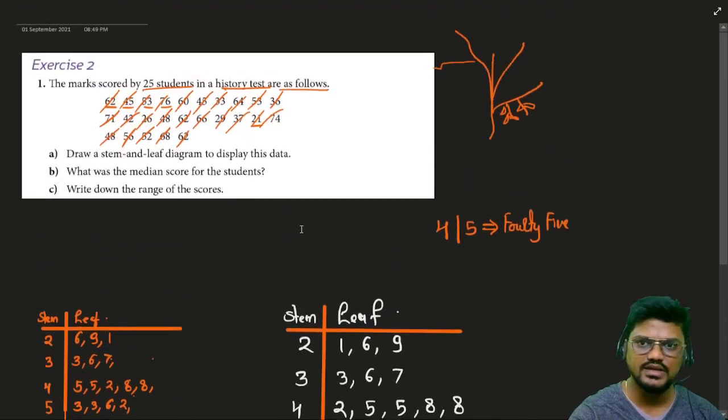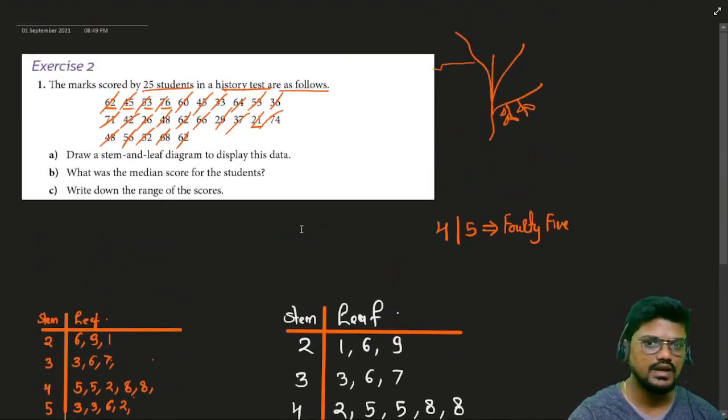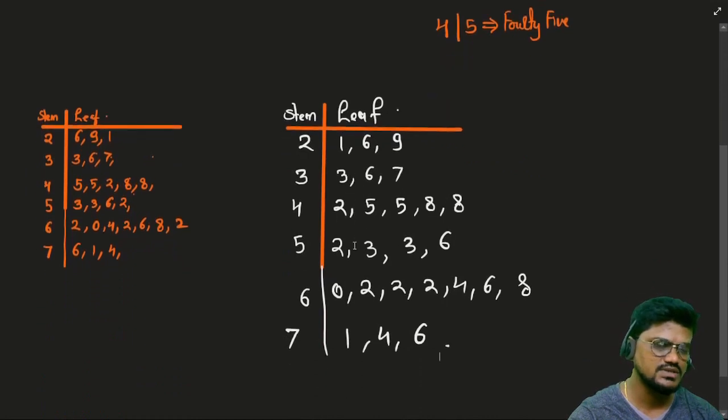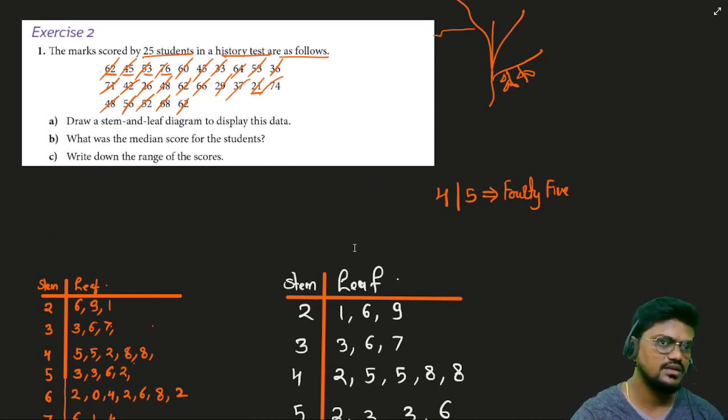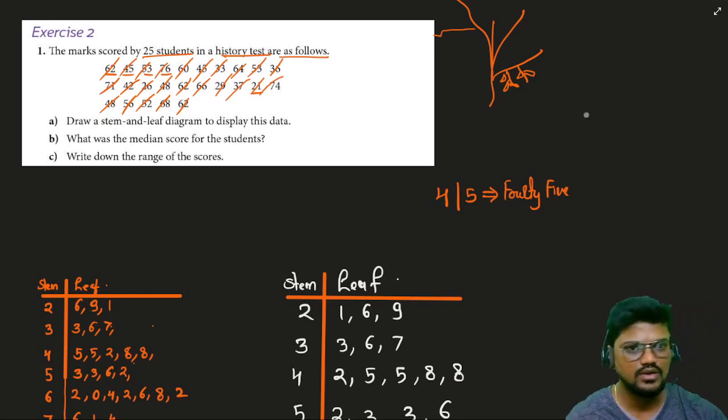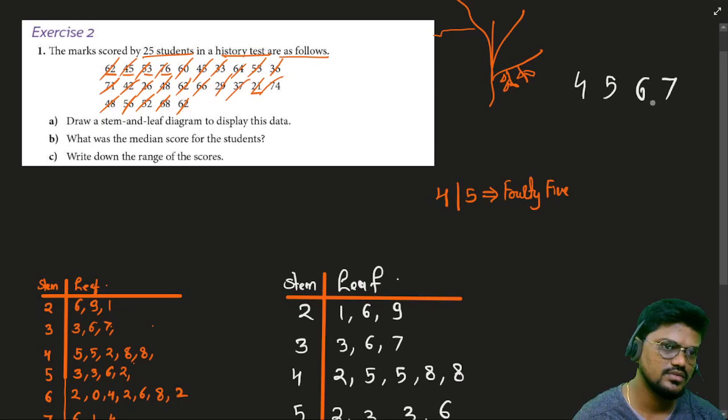Okay. Now the next thing is draw a stem and leaf diagram to display this data. We have drawn the stem and leaf diagram. What is the median score for the students? Now, what is median? I hope you guys know. Median is the middle value. What is the middle value of 4, 5, 6, 7? What is the middle value now?